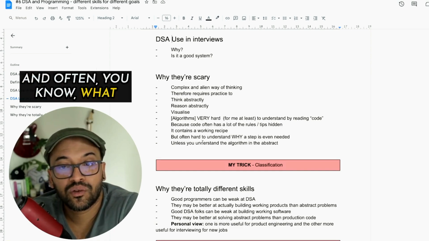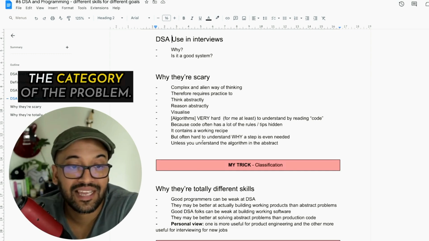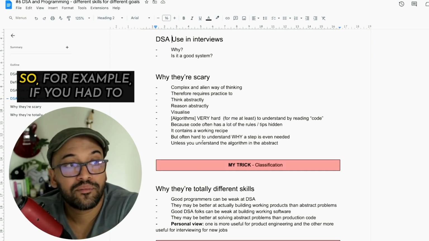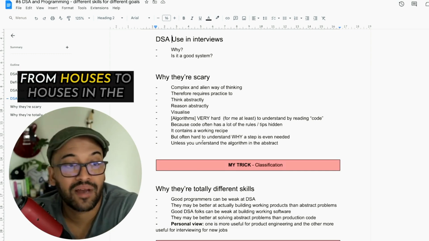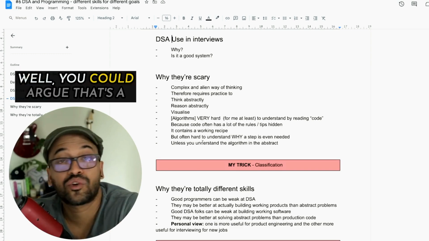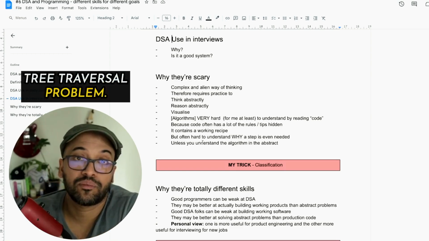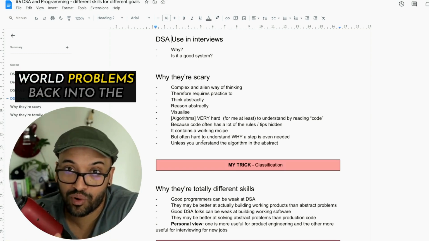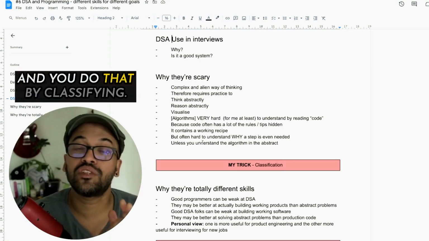And often, what really helps is understanding the class of problem, right? The category of the problem. So for example, if you had to figure out how to move from house to house in a neighborhood in a certain order, well, you could argue that's a kind of graph traversal or tree traversal problem, right? So you have to represent real world problems back into the world of data structures and algorithms. And that's a skill. And you do that by classifying.